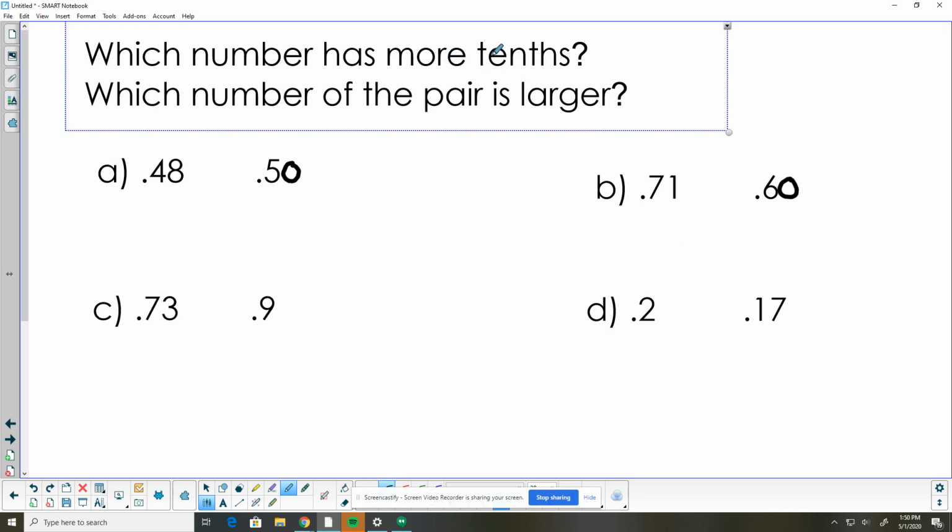I can look at which one has more tenths, but I can also look at which one has more hundredths. 90 is bigger than 73. 90 hundredths is bigger than 73 hundredths. Oops. 2/10 is bigger than 17 hundredths.